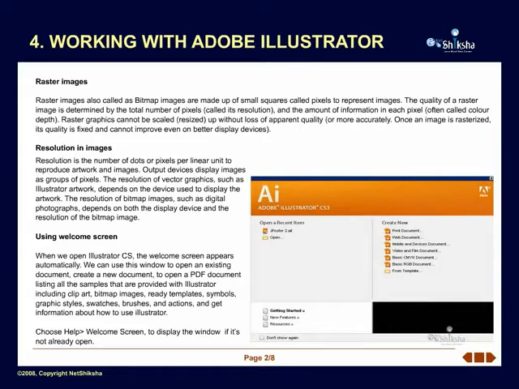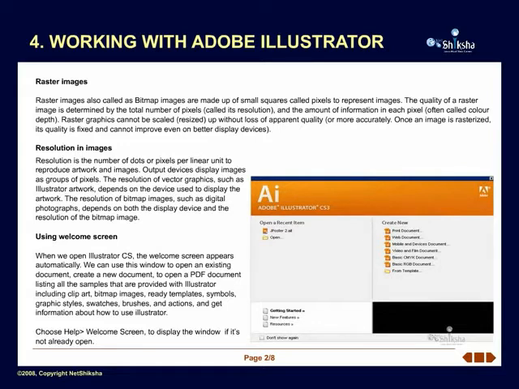Resolution in images. Resolution is the number of dots or pixels per linear unit to reproduce artwork and images. Output devices display images as groups of pixels. The resolution of vector graphics, such as Illustrator artwork, depends on the device used to display the artwork. The resolution of bitmap images, such as digital photographs, depends on both the display device and the resolution of the bitmap image.